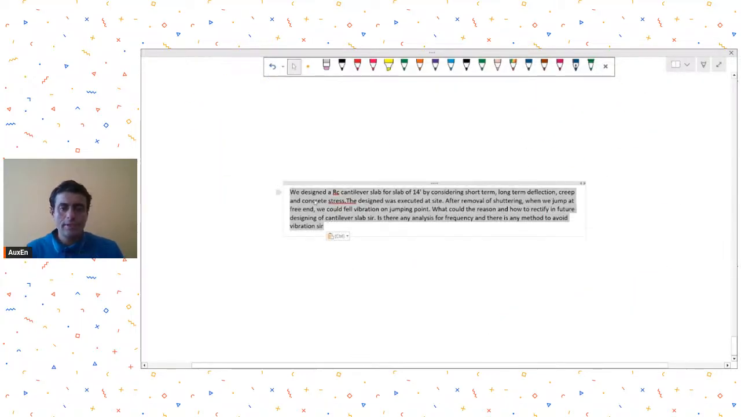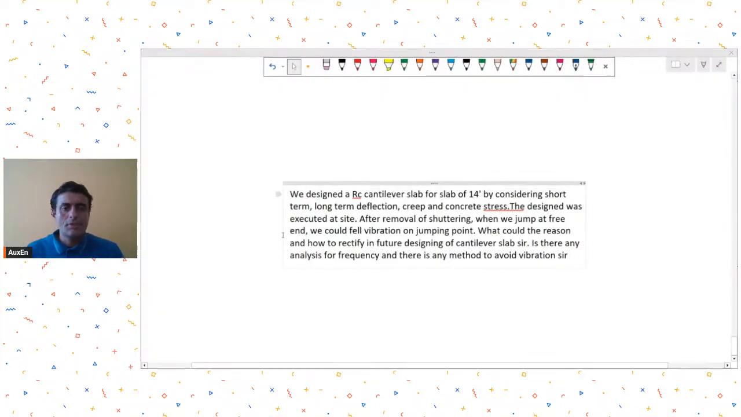Okay. Then Mr. Dinesh from Tamil Nadu is asking, we have designed an RC cantilever slab of 14 feet by considering short-term, long-term creep and concrete stress. The design was executed at site. After removal of shuttering, when we jump at the free end, we can feel vibrations.